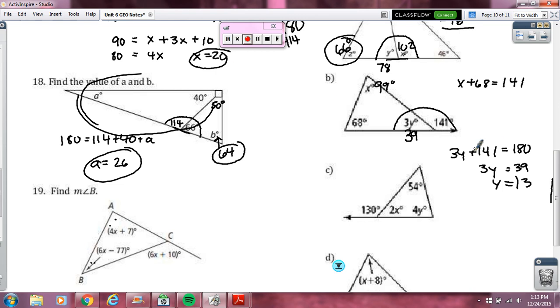Hang on a second. I messed up somewhere. 39 plus 68. Oh, this guy shouldn't be 99. This guy should be 73. There we go. Fixed it.